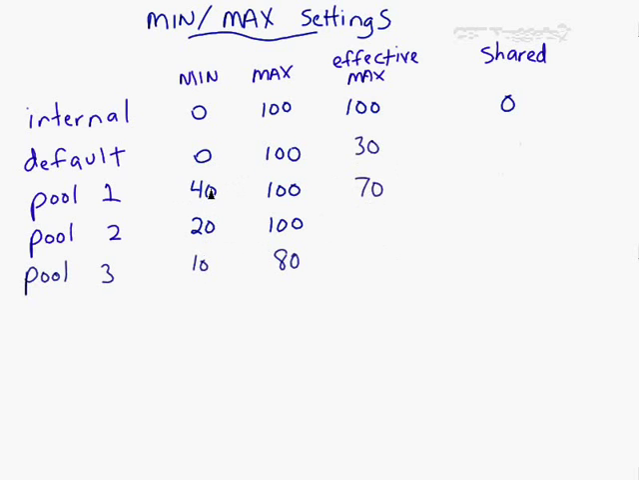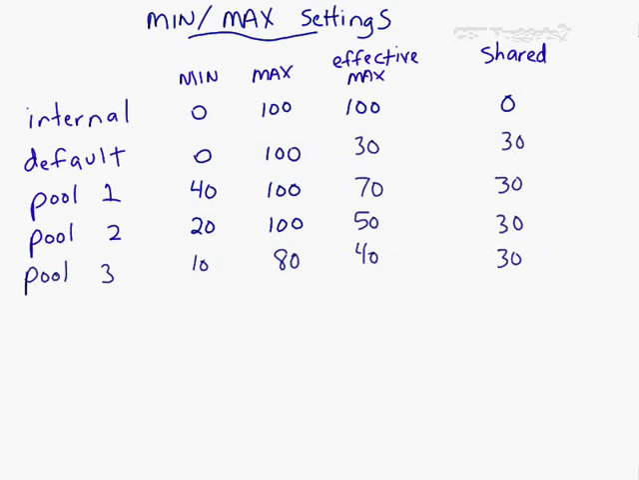And then we're going to take 0 plus 40 plus 10, that's 50. 100 minus 50 is 50. And then for this guy right here, we're going to add up 0, 40, and 20. That gives us 60. 100 minus 60 is 40. The lesser of 40 and 80 is 40. So for our shared right here, it's going to be the effective max minus the min. So that's 30, 30. So you'll see how the shared is going to be all the same.